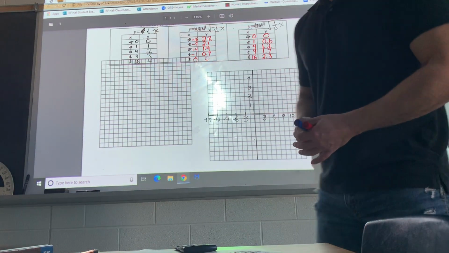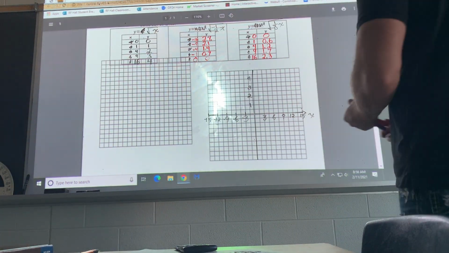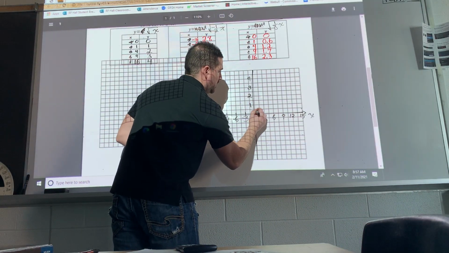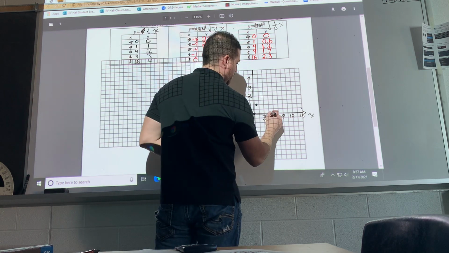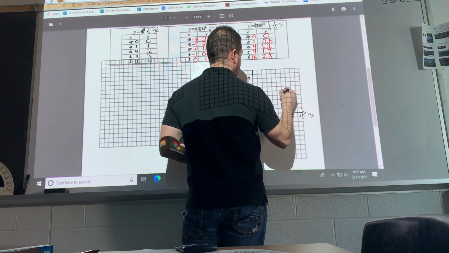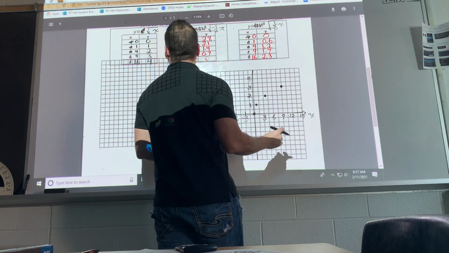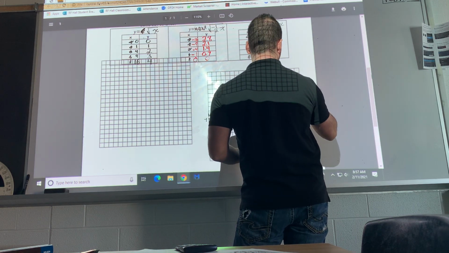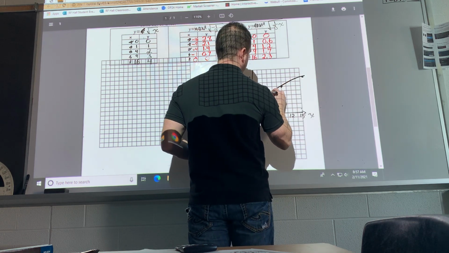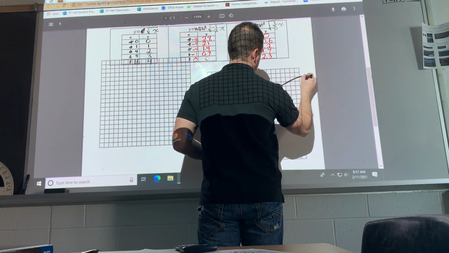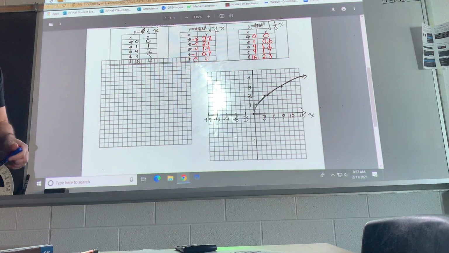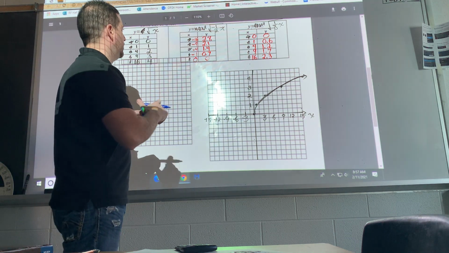Okay, so now we're gonna graph all of them. So (0, 0), (1, 1), (4, 2), (9, 3), and (16, 4). So it goes something as such as the parent function. Okay, I'm going to do the second one in blue.